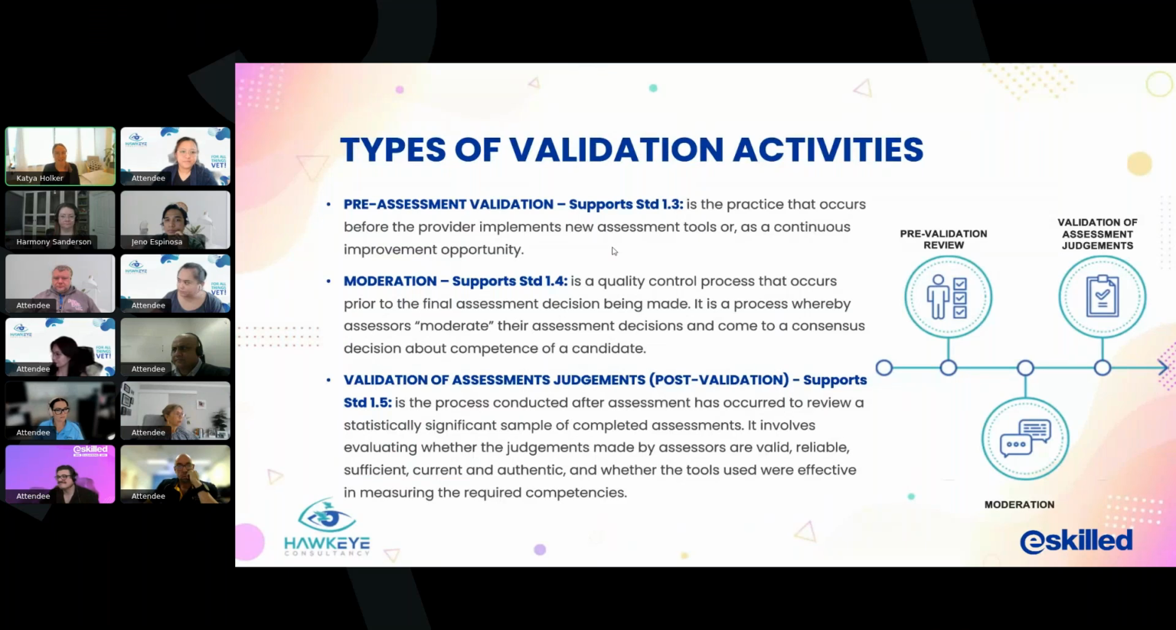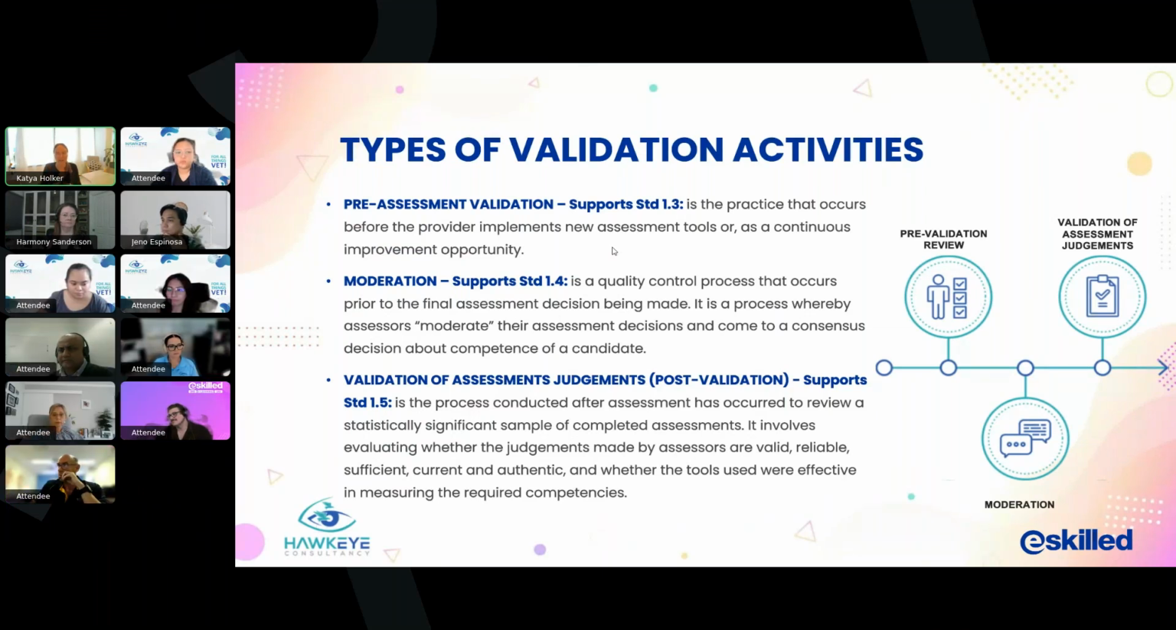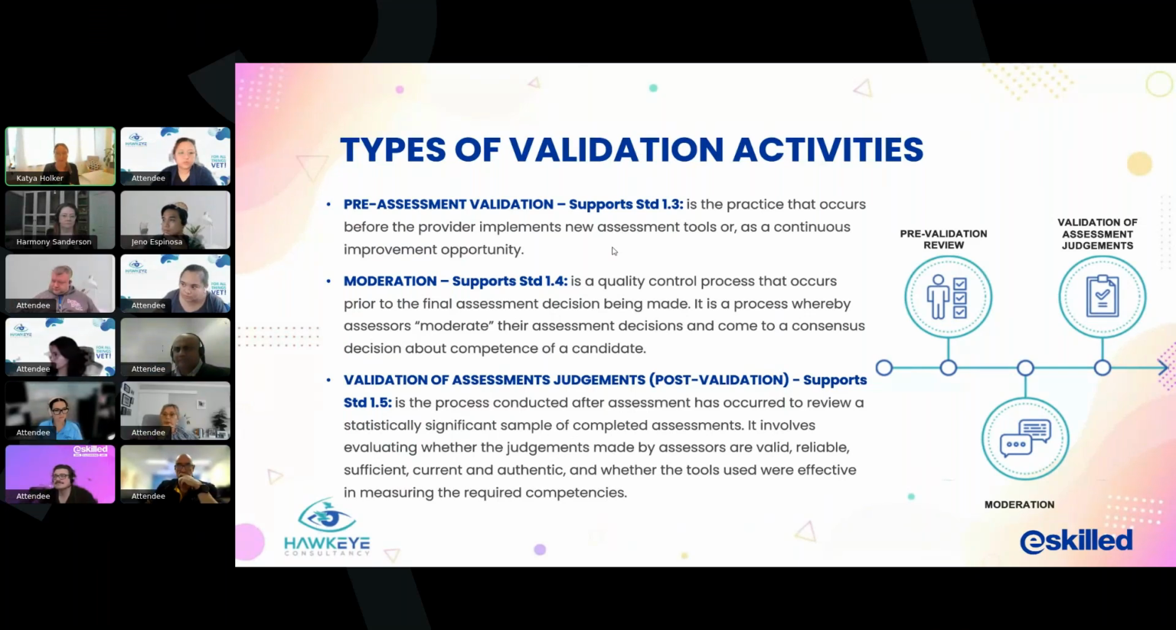Types of validation activities. As I mentioned earlier, at Hawkeye, we like to break validation down into 3 key activities. And they actually happen at different stages of the student journey, or different stages of your governance and overarching systems, I suppose. The types of validation that we would recommend are pre-assessment validation. This is the practice that occurs before you as a provider implement a new assessment tool or system, or also as a continuous improvement opportunity.